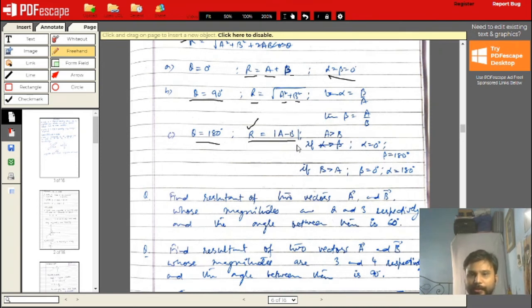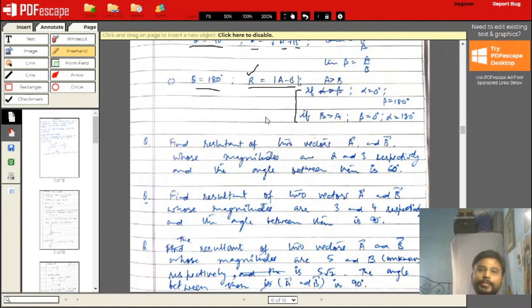Now some conditions are given here. If A is greater than B, alpha is 0 degree and beta is 180 degree, and if B is greater than A, then beta is 0 and alpha is 180. This is left as an exercise to you, how we arrive at these angles in these conditions. This can be easily solved geometrically by adding two vectors, that is, using the triangle law of vector addition. If you use that law, you would easily get why alpha and beta are these angles.